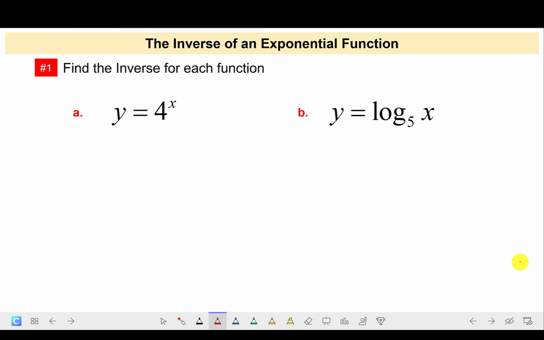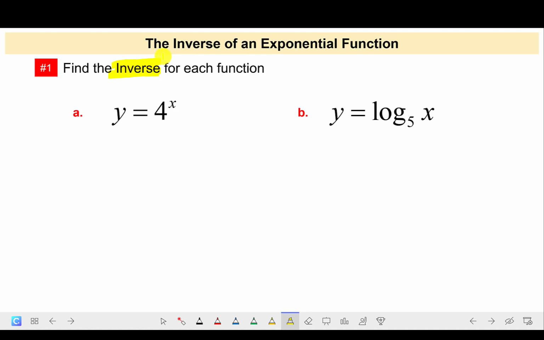Find the inverse for each one of these functions. If you think about what you did yesterday, you probably won't have any trouble, but we'll want to build this up for handling stuff that's a little more challenging. So pause and please do that.